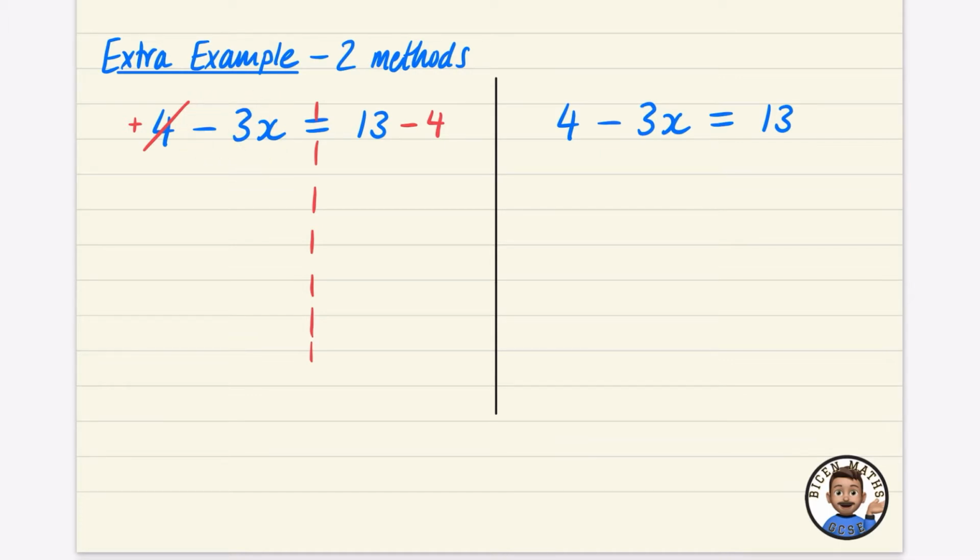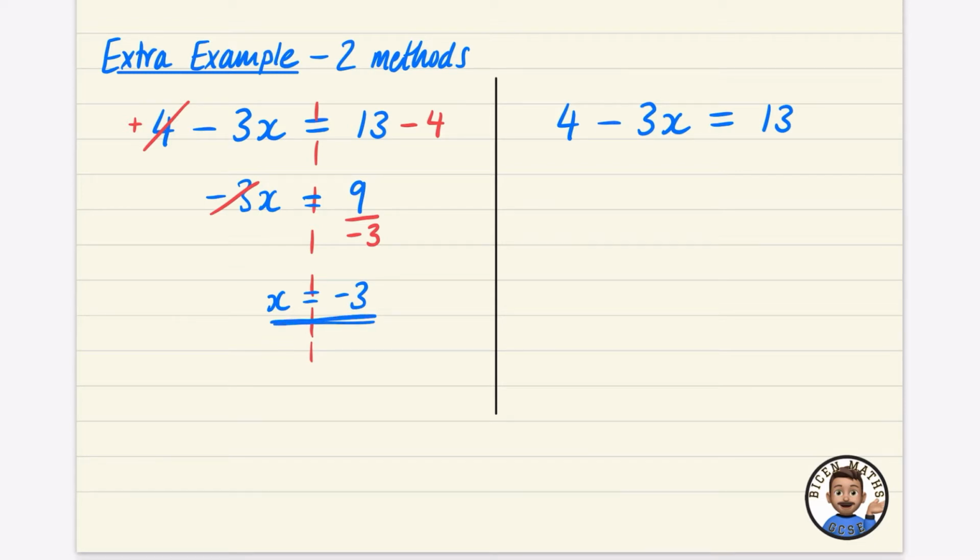Because I'm left with negative 3x, I'm going to write that down at the beginning. Negative 3x equals 13 take away 4, which is 9. Now what I need to do is divide by, not 3, I need to divide by negative 3. So I'm going to divide by negative 3, which means that x is equal to 9 divided by negative 3. Well, 9 divided by negative 3 is just going to be negative 3, because 9 divided by 3 is 3. So that's one of the ways you could do this.